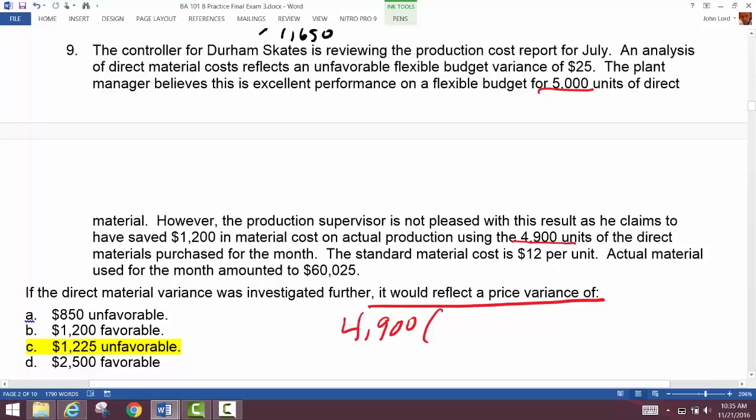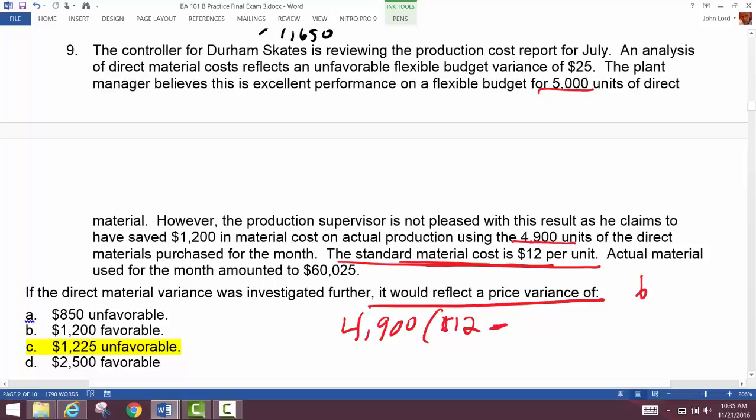Okay, so I don't know. That guy should have kept quiet. He shouldn't have started saying, oh, that's pretty good if we have an annual budget of 55,000. Meanwhile, we didn't produce that many units, right? Okay, so we've got this 4,900 units, and they tell us that we are supposed to do what? We're supposed to pay $12 for our material cost, aren't we? Is that our standard? Standard price is $12.